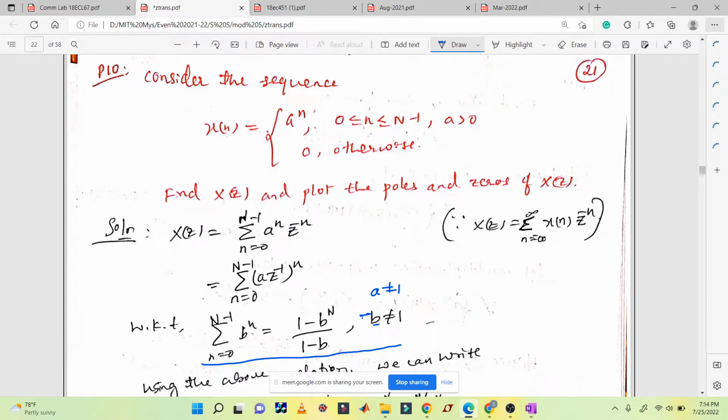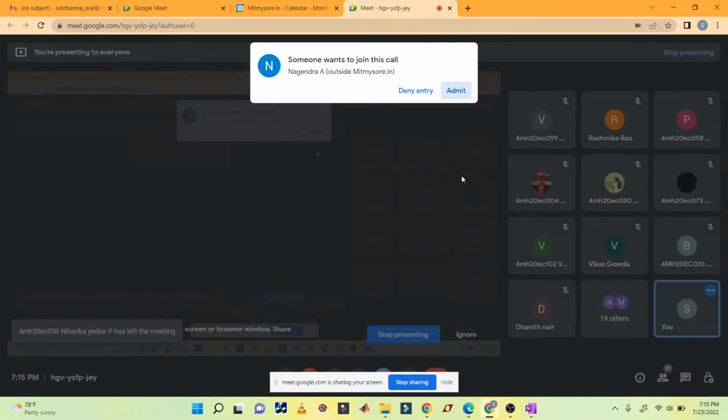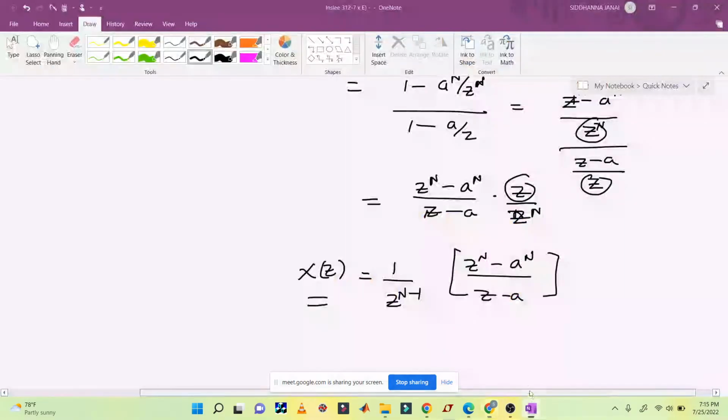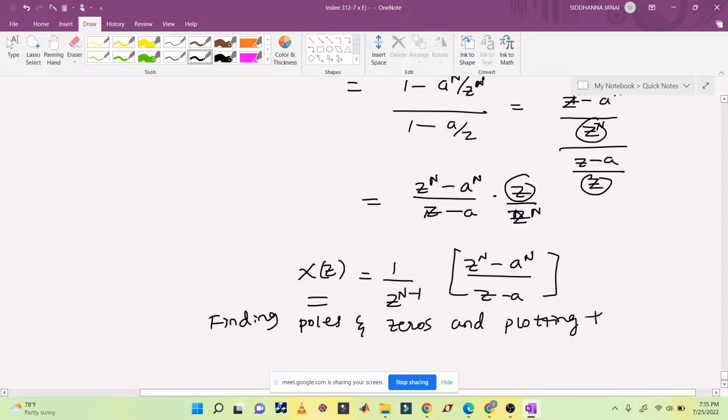Give me a second, there is some problem with this cursor. Now the problem is: find X of z and plot the poles and zeros. So we need to find the poles and zeros of this X of z. So finding poles and zeros and plotting them is our next task.